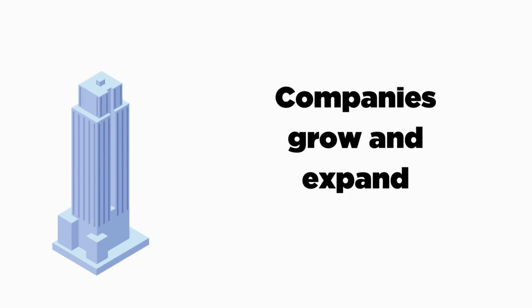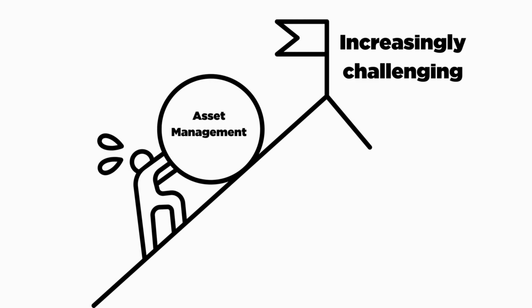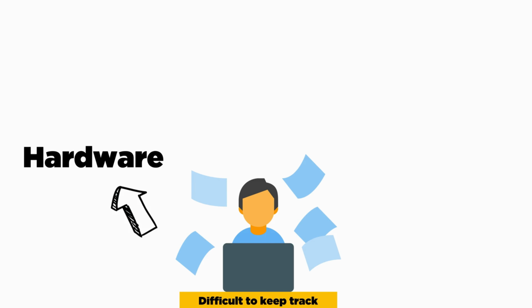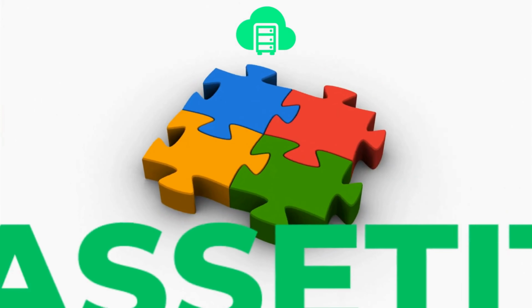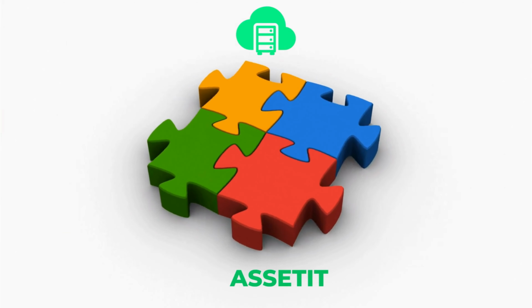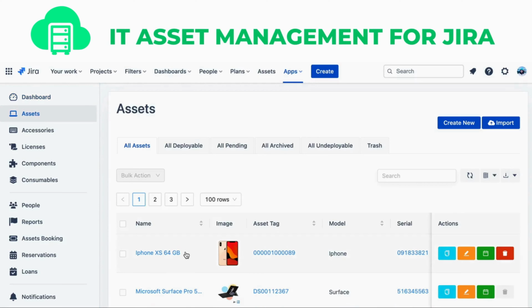The Asset Management Challenge. As companies grow and expand, asset management becomes increasingly challenging. It can be difficult to keep track of all the hardware, software, and other resources that your employees use on a daily basis. AssetIT is the solution to this problem. AssetIT is IT asset management for Jira that makes it easy and efficient.